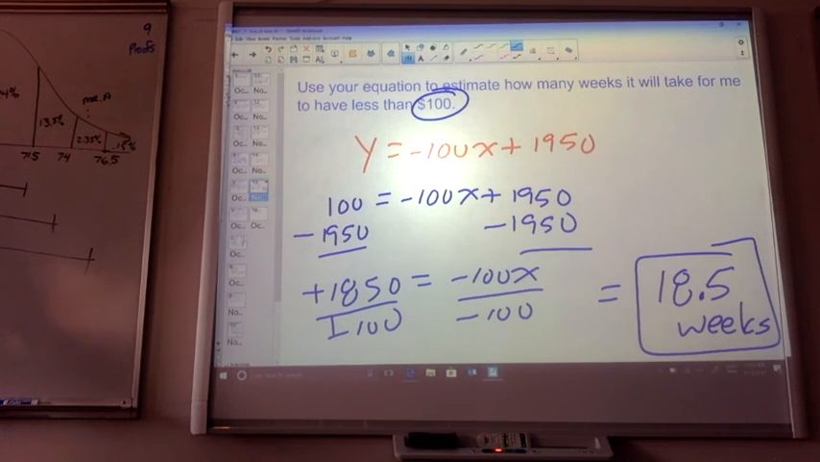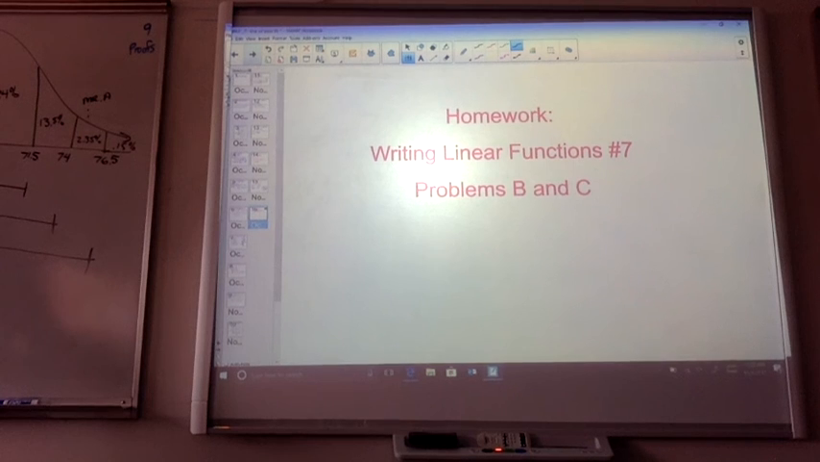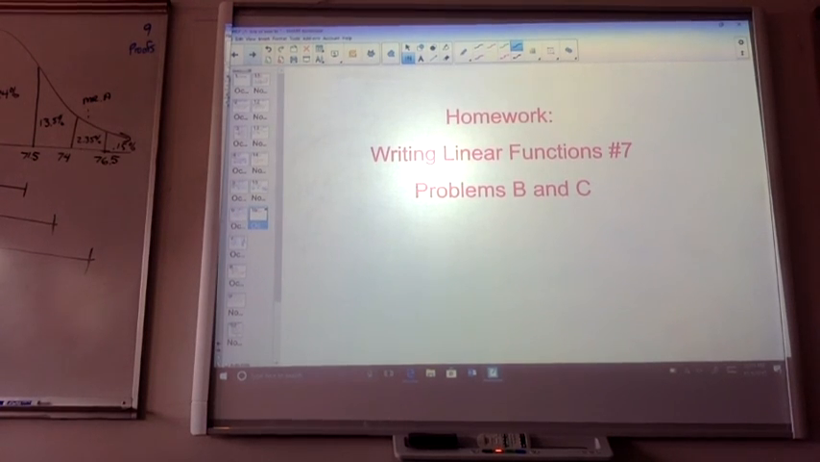So, your homework, you have your book there? It is writing linear equations, number 7. Number 7, let's see. It's page 114, 115.